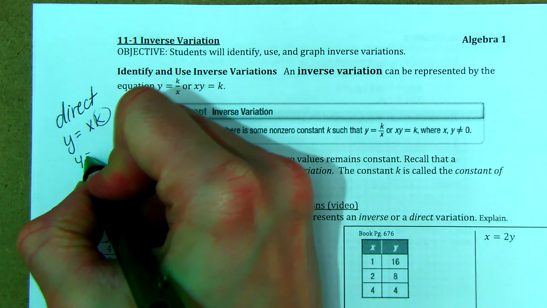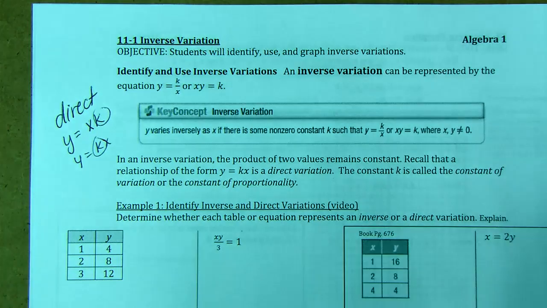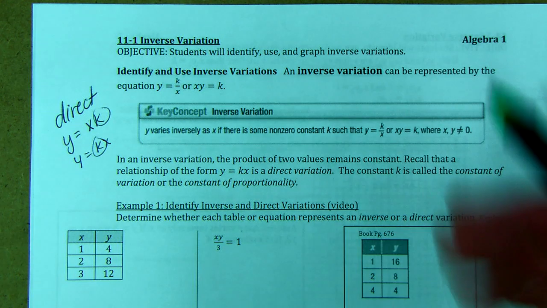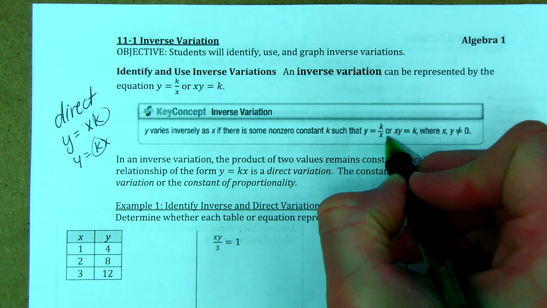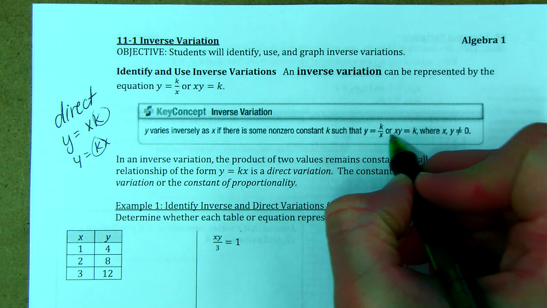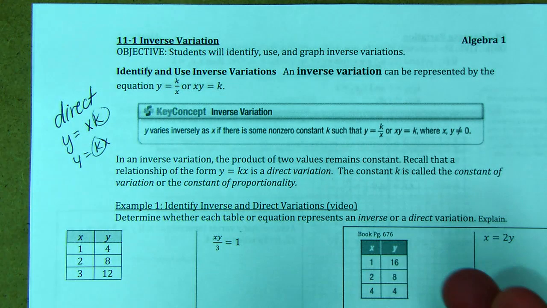An inverse variation is a little bit different. Y varies inversely as x. That means k is some number such that when we divide by x, we get y. Instead of multiplying, we're going to divide by x. But that can also be written like this. If I take the equation k over x equals y and multiply by x, I have the product x times y equals k, which means your x's and your y's can't equal 0 because k can't be 0. You can't multiply by 0 or everything is going to be 0.